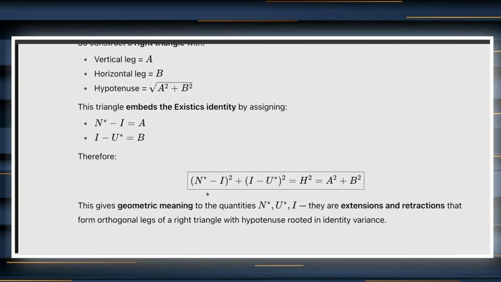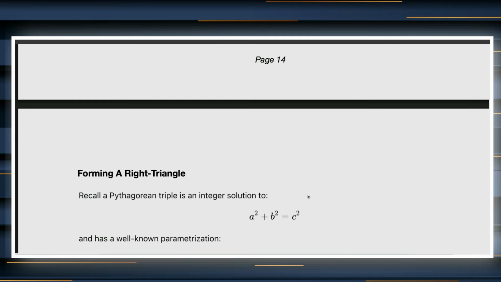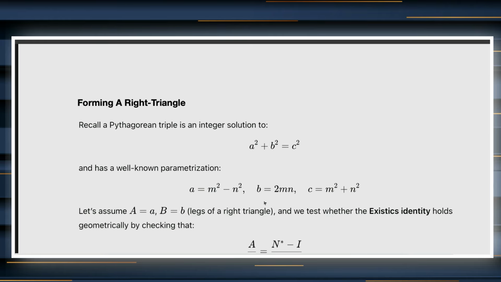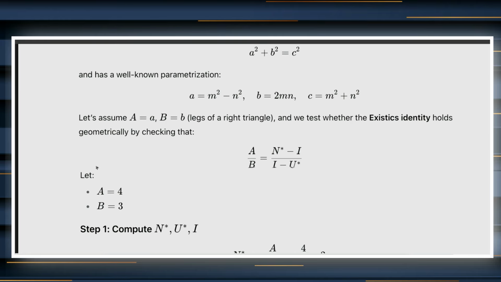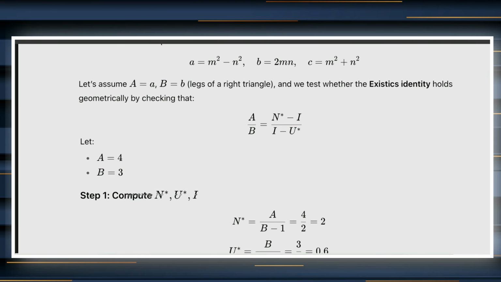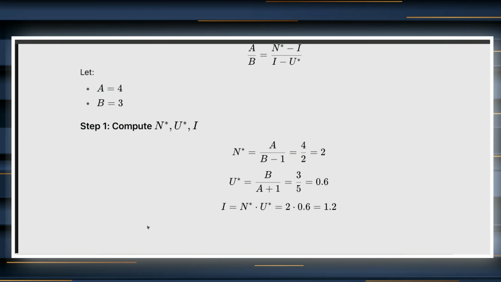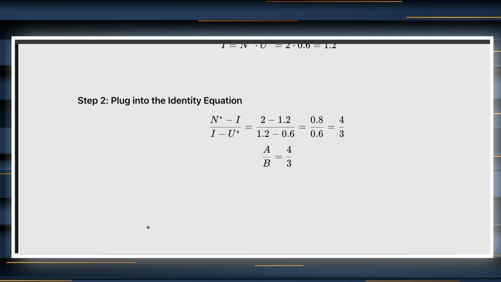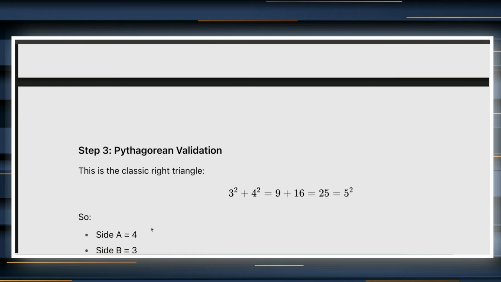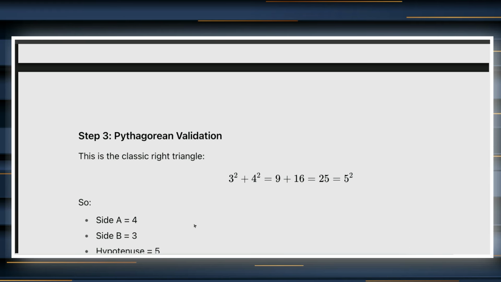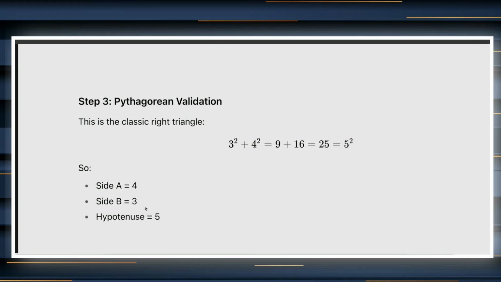And here's the Existics equations being brought into a triangular form to test it. Here's the Pythagorean theorem. All right, so let's start with the most famous of all the Pythagorean triples, the 3, 4, 5 triangle. So we'll have our rise and our run be 3 and 4. So we'll go ahead and calculate n star and u star. We plug those in. And what do we get? We derive the hypotenuse as being 5 squared.